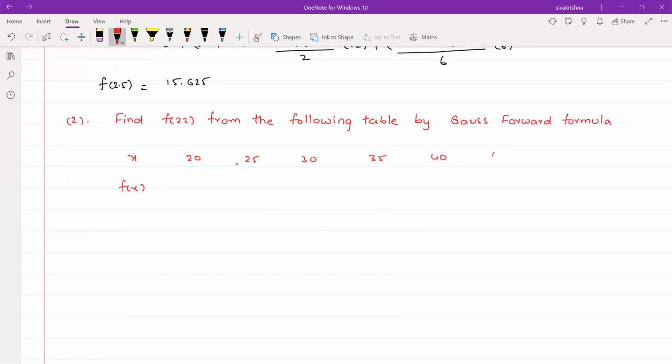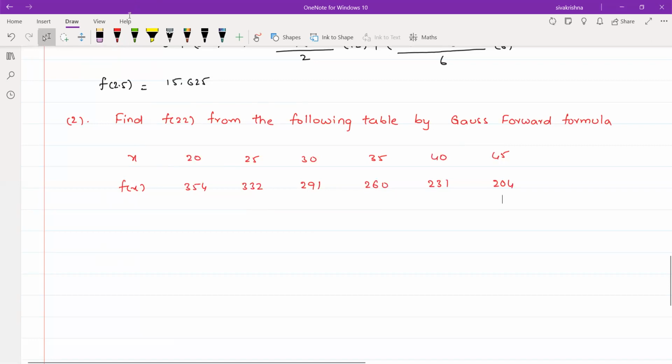and 45. And the corresponding y values are 354, 332, 291, 260, 231, and 204. Okay, so this is the table we have been given, and now we have to find f of 22 by using Gauss forward formula.